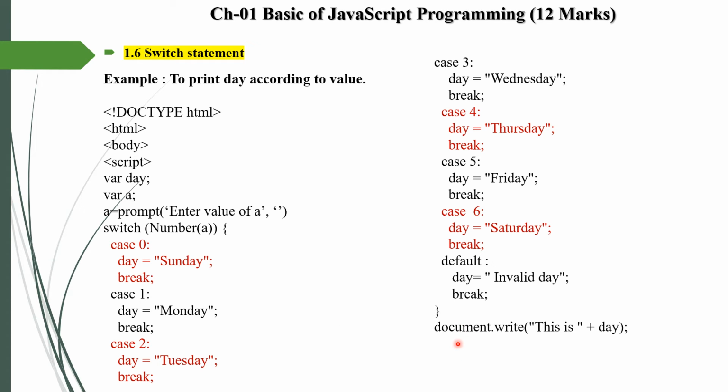Then we print one message in browser. For that we use the write method, document.write. This is plus day. So day, according to value, the value of day is set and print on screen. Then we close a script tag, then we close html head body tag, and then we close html tag. So this is simple code for switch statement.